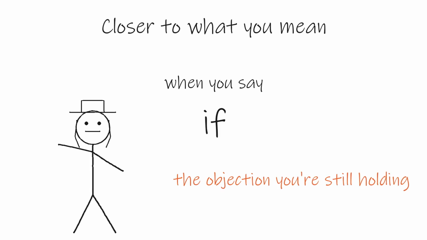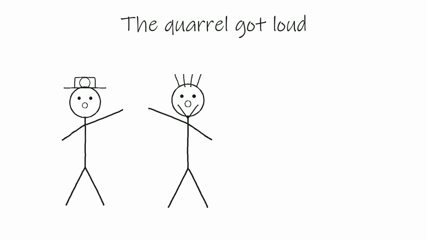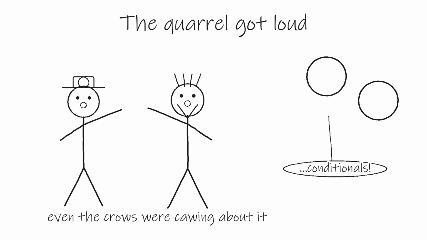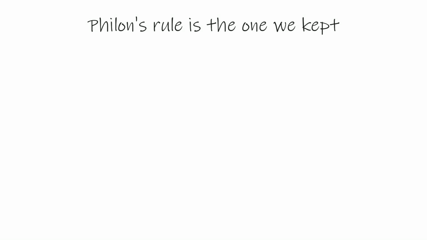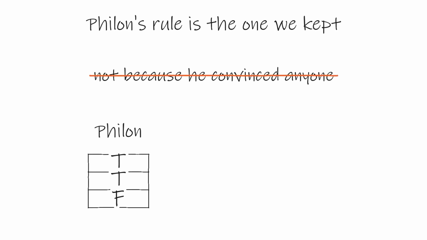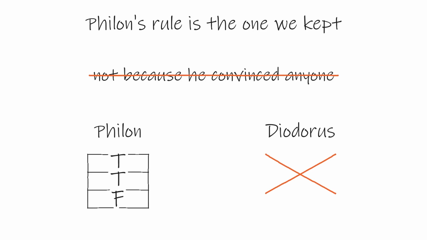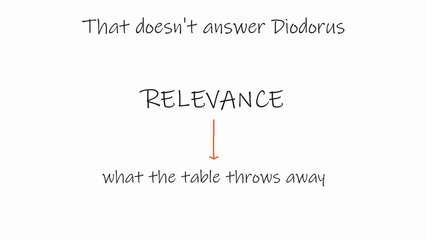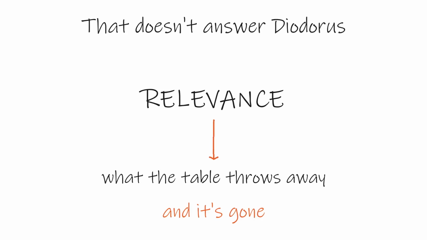Which is closer to what you mean when you say if, and it's the objection you're still holding. The quarrel got loud. A line survives joking that even the crows on the rooftops were cawing about conditionals. Philon's rule is the one we kept. Not because he convinced anyone, because his version can be settled by two values, and Diodorus can't. That doesn't answer Diodorus. Relevance is what the table throws away, and it's gone.